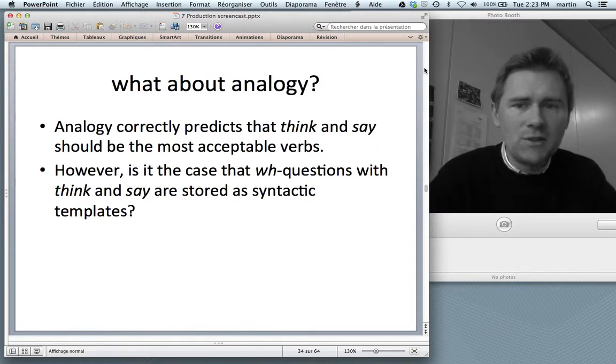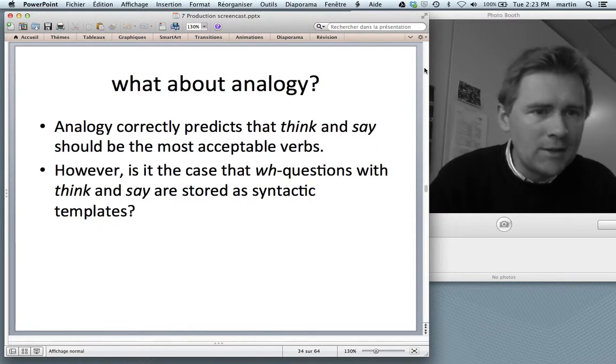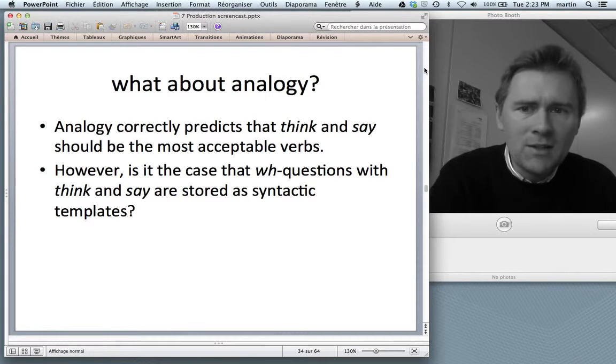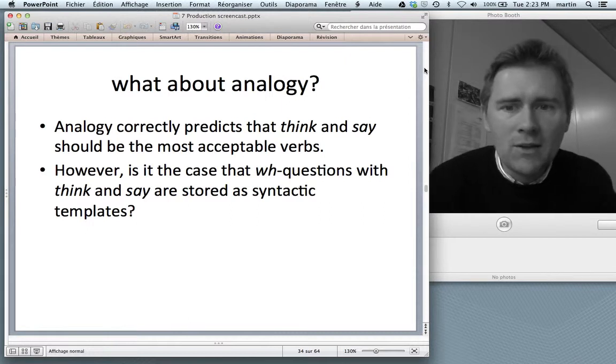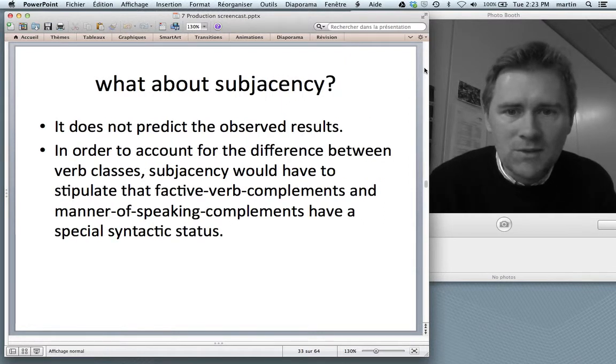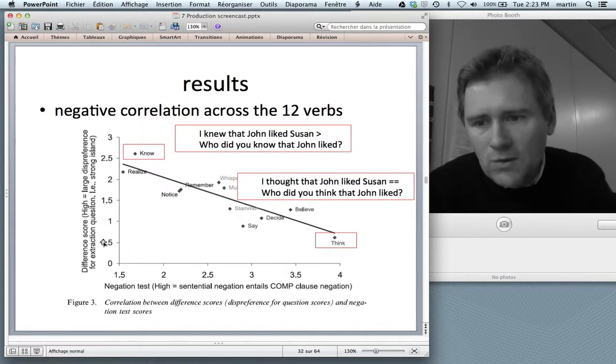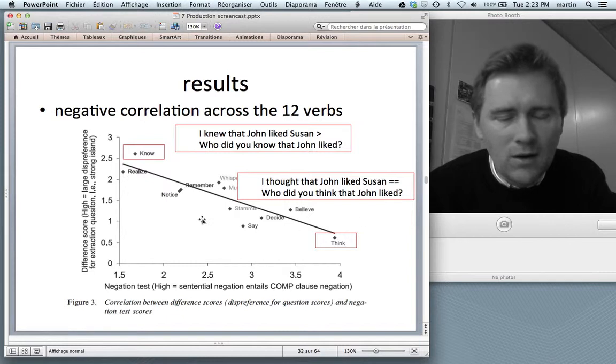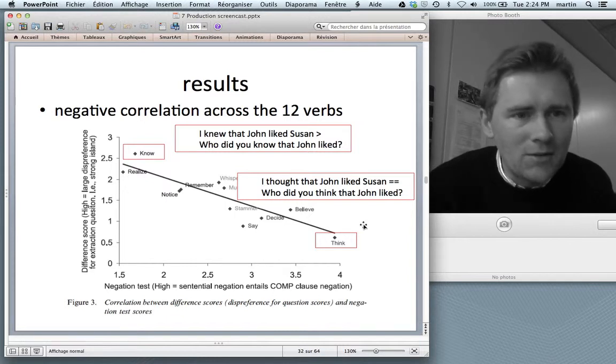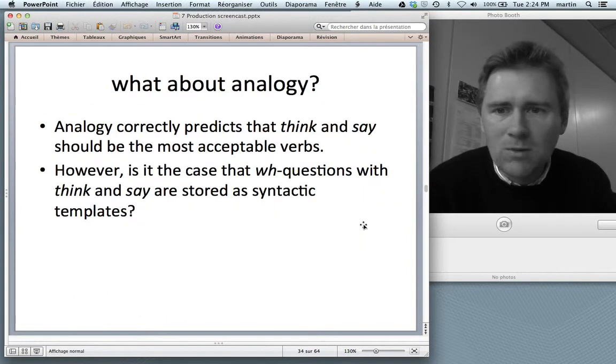What about analogy? Analogy doesn't fare that badly on these tests. So it correctly predicts that think and say should be the most acceptable verbs. So if you look again here, think and say and decide have the lowest difference scores. So those are the most acceptable ones.